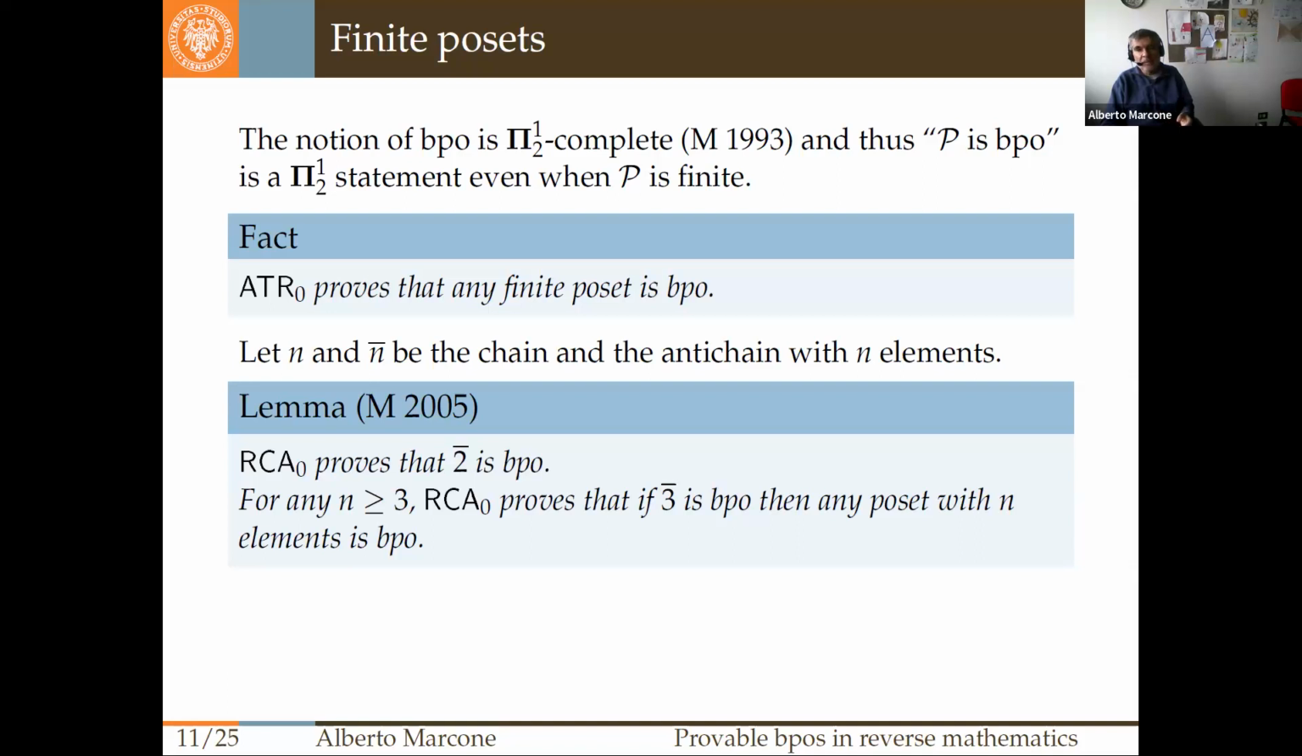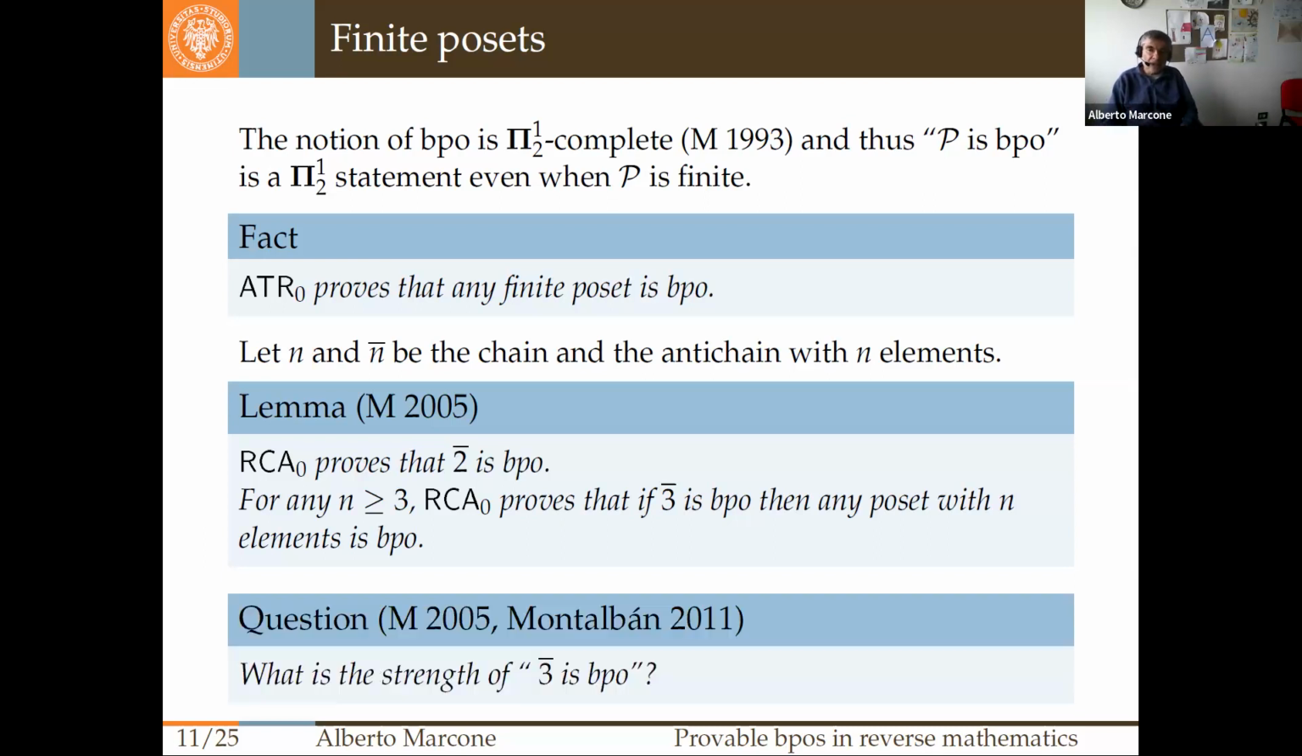What I was able to do at that time is that if I fix n greater than or equal to 3, then in RCA naught, if I know that this anti-chain with 3 elements, this 3 bar, is a better partial order, then I can prove that any poset with n elements is a better partial order. So I already noticed that there was some sort of a big jump between 2 and 3 here. 2 bar I was able to do in RCA naught. I wasn't able to do 3 bar, but I noticed that if I were able to do 3 bar, I would be able to do essentially everything, at least in this form, where I fix n and work in RCA naught for that specific n in this sort of non-uniform way.